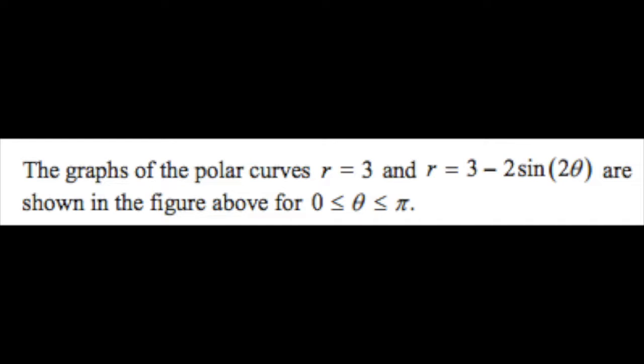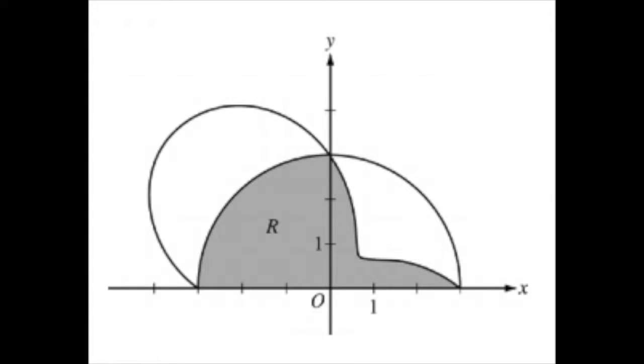The question starts off with, the graphs of the polar curves r equals 3 and r equals 3 minus 2 sine 2 theta are shown in the figure for theta greater than 0 and less than pi. Part A says, let R be the shaded region that is inside the graph of r equals 3 and inside the graph of r equals 3 minus 2 sine 2 theta. Find the area of R.